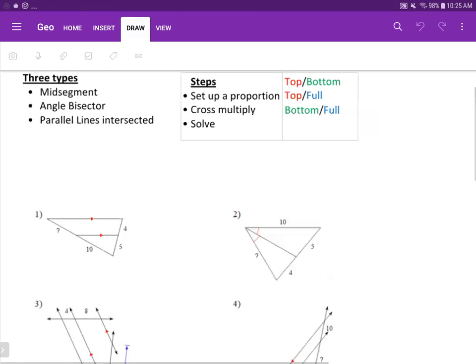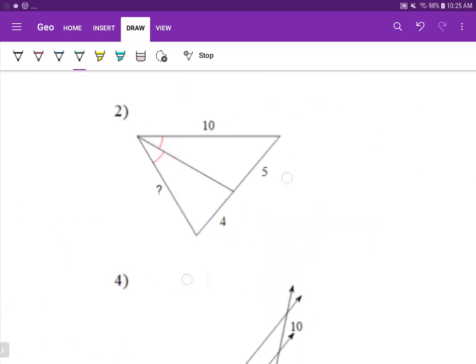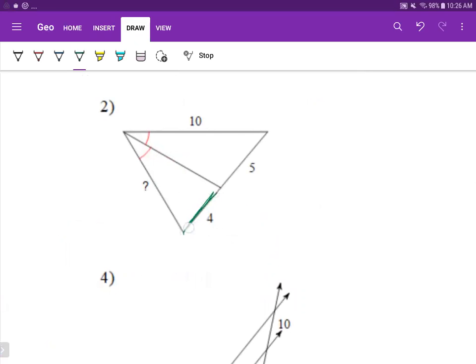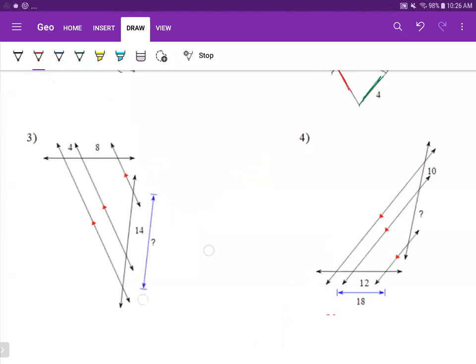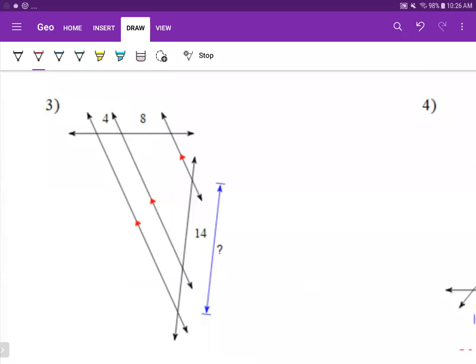Just with my color coding here, this is what I'm talking about. You have the top part, and then you have the bottom part. Here you have the bottom part, and you have the top part. Once I do these, they're all going to be color coded. You have the top part, you have the bottom part, and then you have the full thing. The full thing will be all the way across.